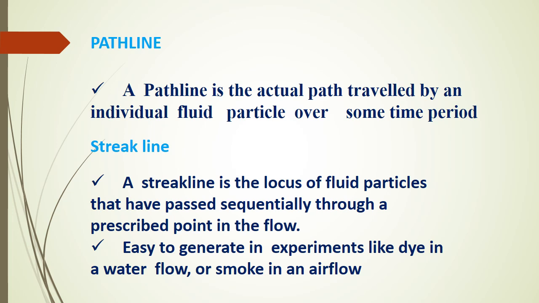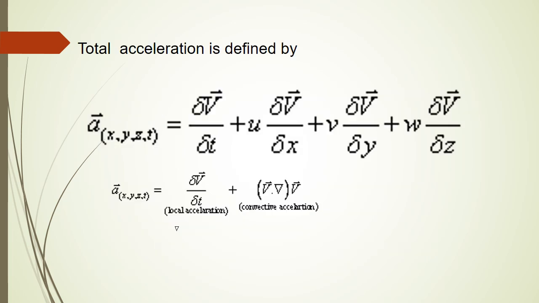Next, path line. A path line is the actual path traveled by an individual fluid particle over some period of time. Next, streak line. A streak line is the locus of fluid particles that have passed sequentially through a prescribed point in the flow. Next, total acceleration: local acceleration plus convective acceleration is called total acceleration.